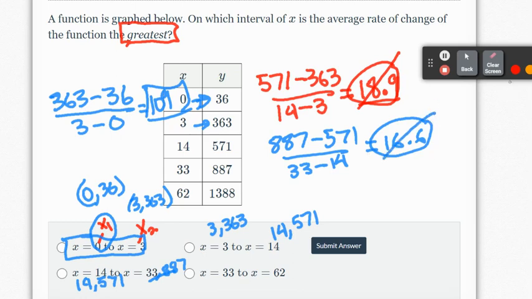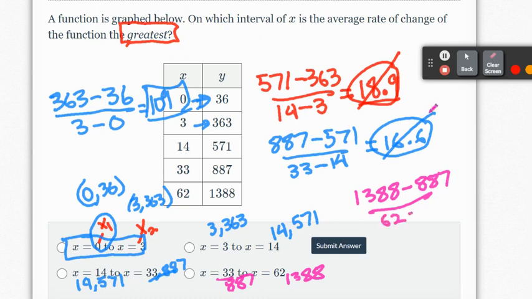I just have one more check to do. And yes, you have to check them all. 33 goes with 887. And then 62 goes with 1388. So we find slope with that one. So 1388 minus 887 divided by 62 minus 33. So you throw that in your calculator, you get another decimal of 17.2 and realize that all that extra work was sadly for nothing because your first answer was the right answer.